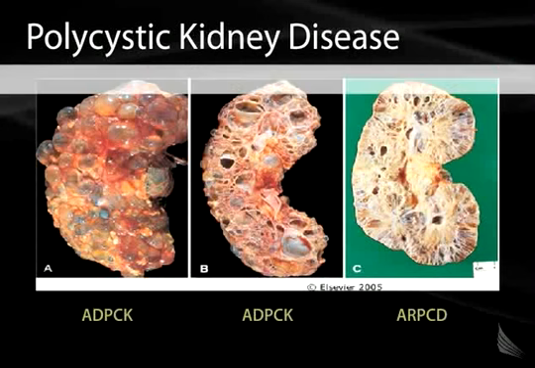Here's a picture of what polycystic kidney disease looks like. You can see that each of these kidneys has numerous cysts. They're small, and they completely obliterate the normal renal cortex and medulla, such that you can imagine in this case there would be very little renal function left at all.